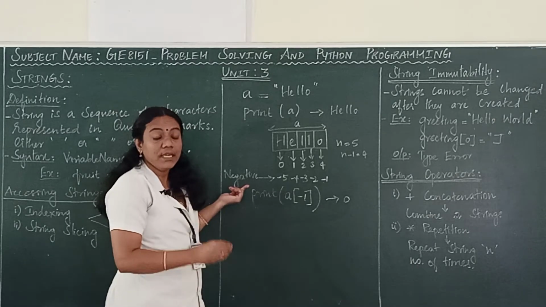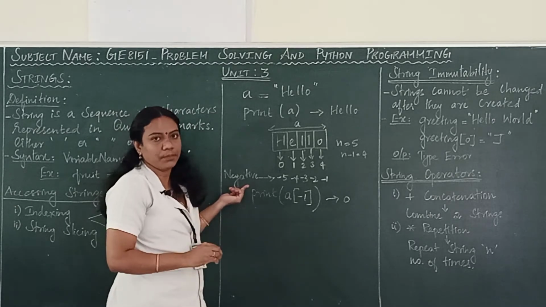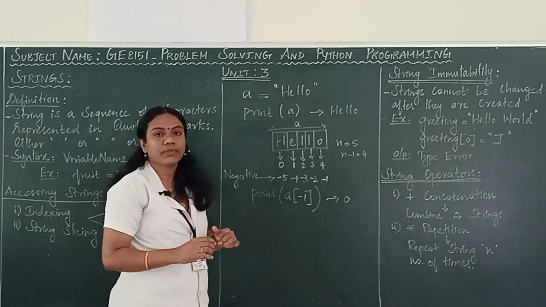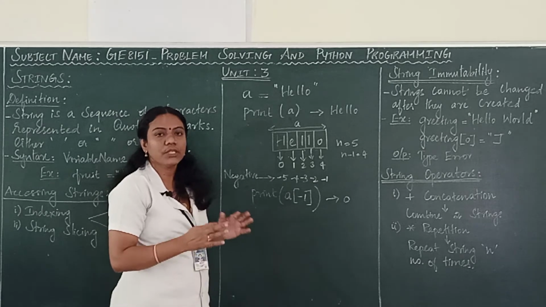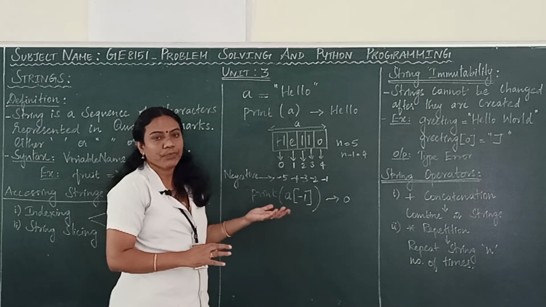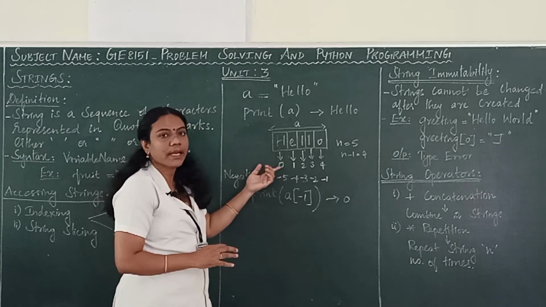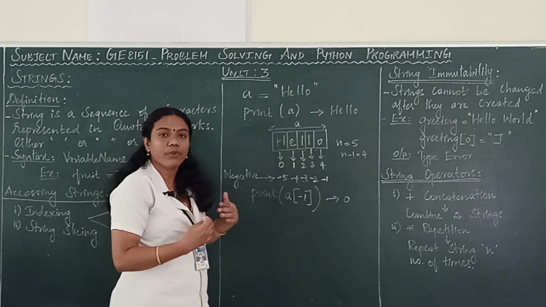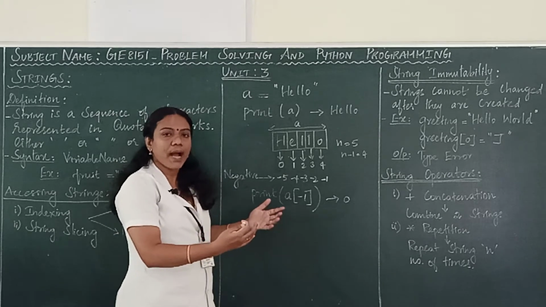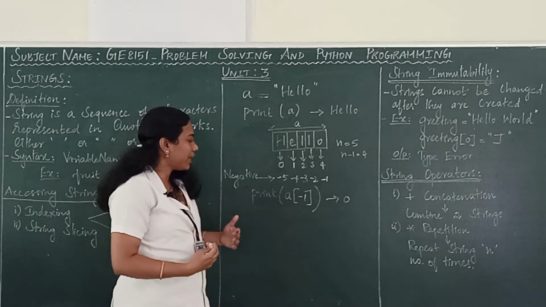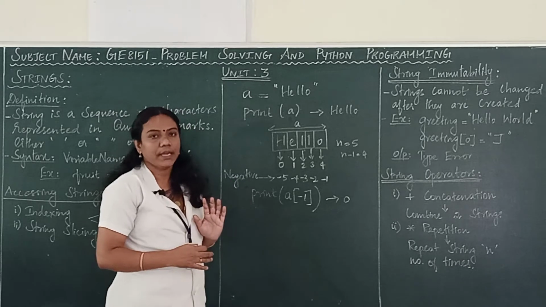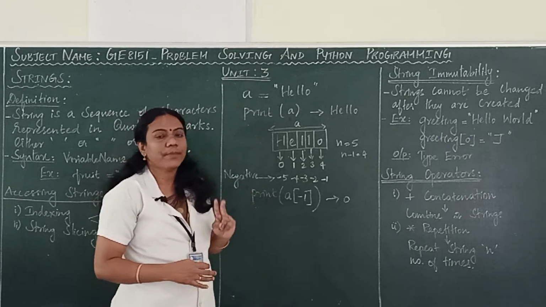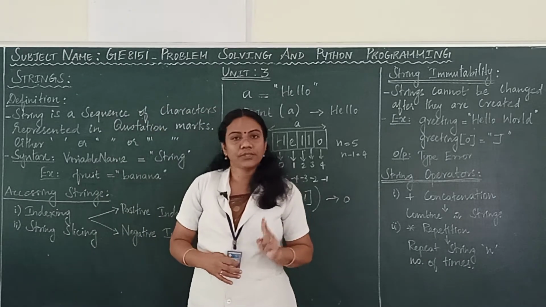So, in Python negative index is also possible. The negative index starts from -1, and the positive index starts from 0. Why do we use the positive index? It is used to print the characters present in a string in the forward direction. If you need to print a string in the backward direction, you can use negative index. These are the two types of indexing present in a string.